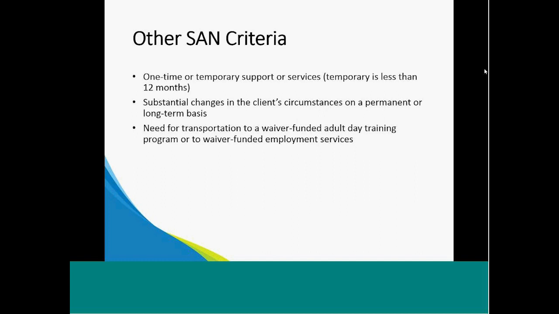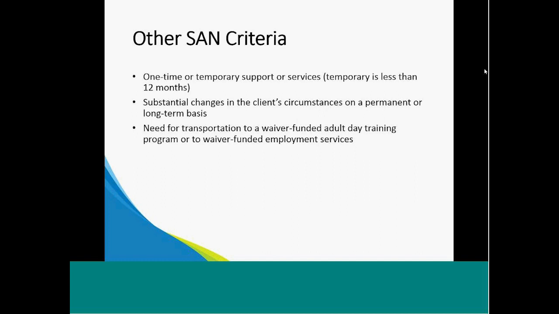A significant increase in the need for services after the beginning of the service plan year that would place the health, again, same language, the health and safety of the client, the caregiver, or the public in serious jeopardy because of substantial changes in the client's circumstances on a permanent or long-term basis is another possible criteria for SAN. This is where you're aging out of Medicaid or the school system may come in. So this is something you would check for those situations. But again, this does not automatically mean that additional funds are going to be approved.